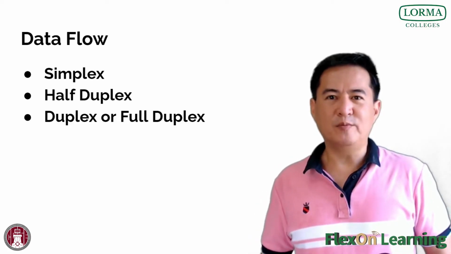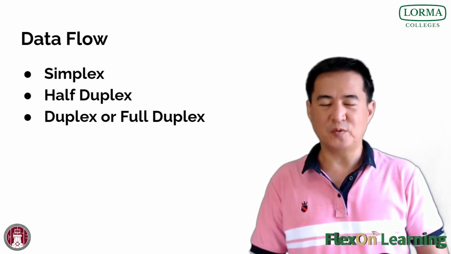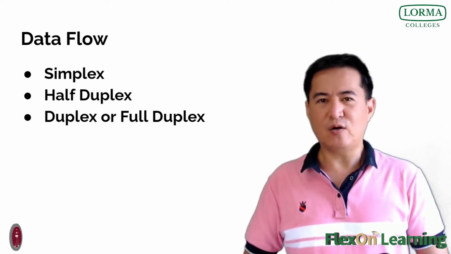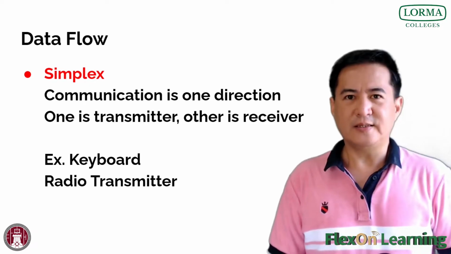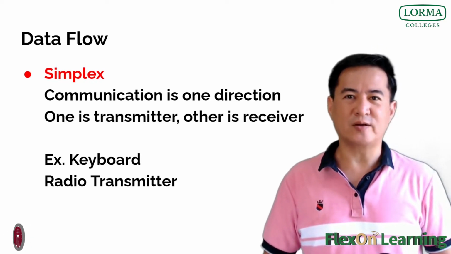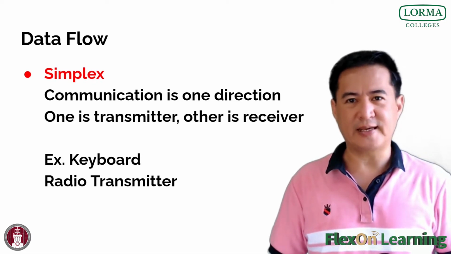When data moves from one point to another, there is what we call data flow. Data flow could be simplex, half duplex, or full duplex, or we simply call that duplex. In a simplex communication, the flow of data is one directional. So you have a sender and a receiver at the other end.